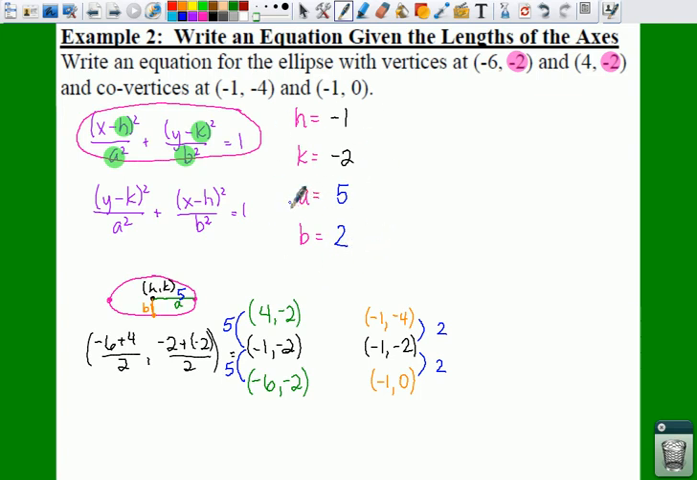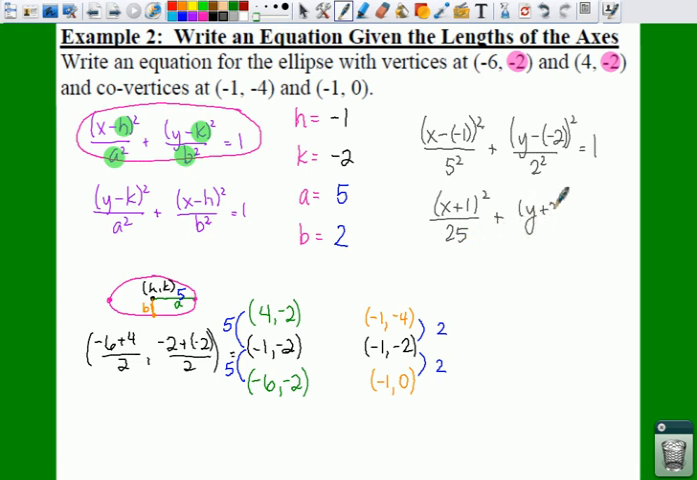Now that you have these four things, you can write your equation by just plugging everything in. So we're going to say (x minus -1) quantity squared over a squared, which is 5 squared, plus (y minus -2) squared over 2 squared equals 1. If we clean this up a little bit, we just get (x plus 1) squared over 25 plus (y plus 2) squared over 4 equals 1.